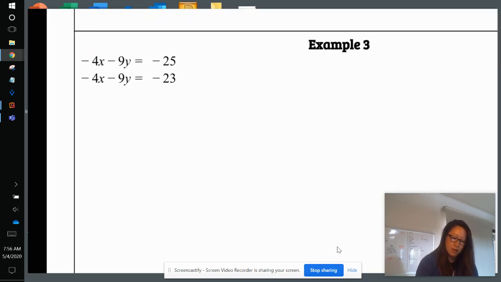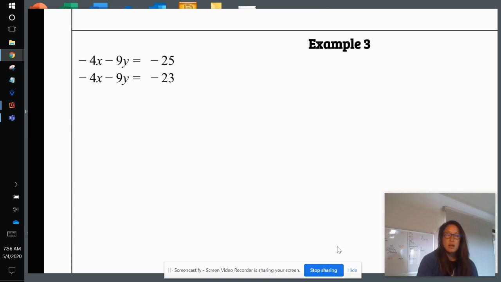All right, example number 3. Checking for our form first. Okay, our x's are lined up. Our y's are lined up. Our constants are lined up. And then also the equal signs are lined up. Okay, so step number 2 is, are the coefficients of one of the variables equal, the same but with opposite signs?